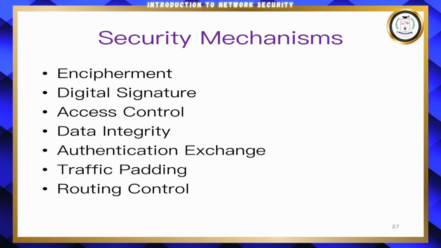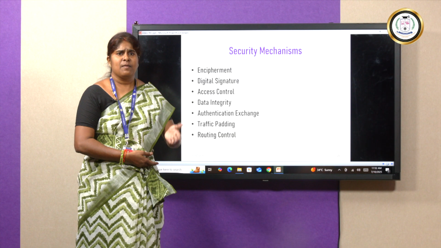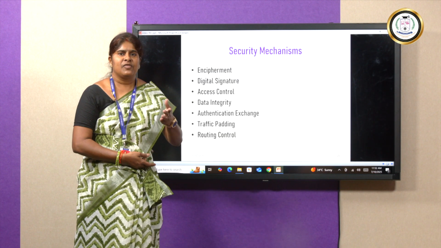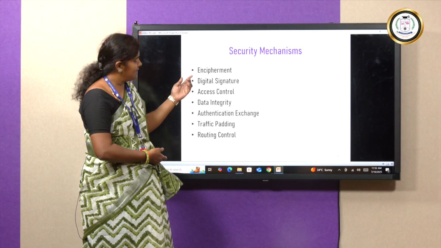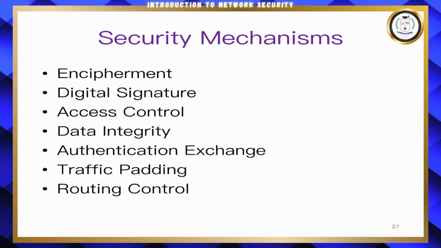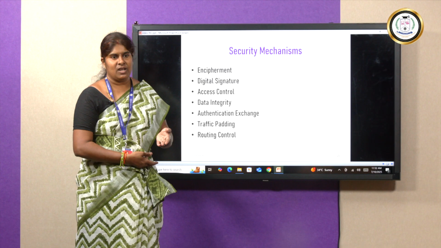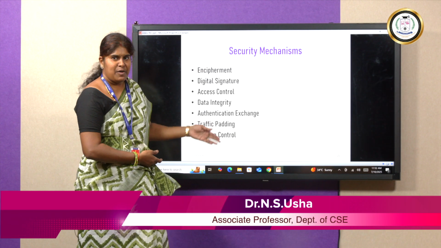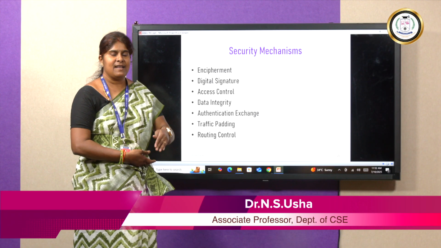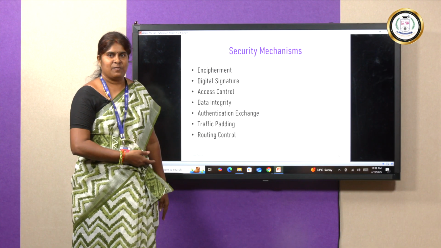And last one, mechanisms. Even though I implement all these security services, I may still get some threat to my data. So what I do is I implement these mechanisms: encipherment, digital signature, access control, data integrity, authentication exchange, traffic padding, and routing control. Depending upon the application and the data's severity, I may implement any one of these security mechanisms so that I can safeguard the data and it will be accessed only by authorized persons.